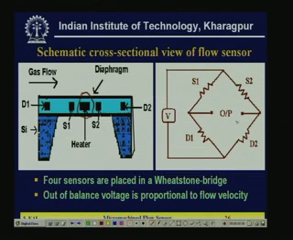Bridge will be perfectly balanced, output will be 0. Now, what is done here? The whole 4 resistances along with the heater. Heater is nothing but also a resistance. It is put on the silicon nitride. The black region is silicon nitride. It is not a cross section. This top part is not a cross section. Basically, it is like that. This is the thing you can see here.